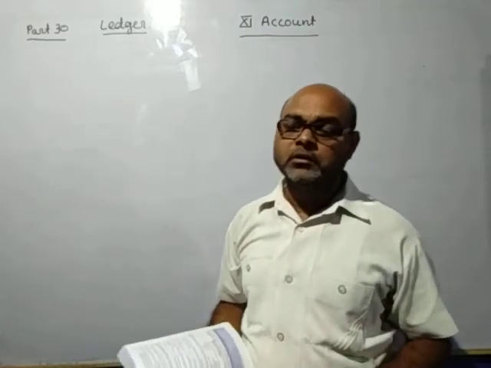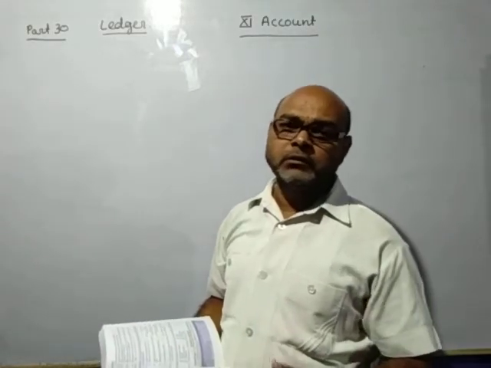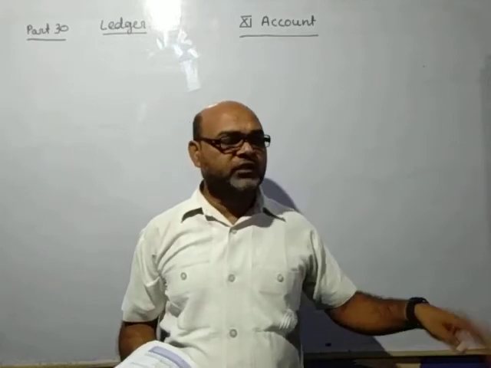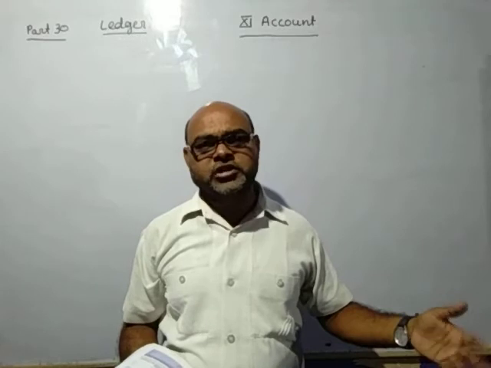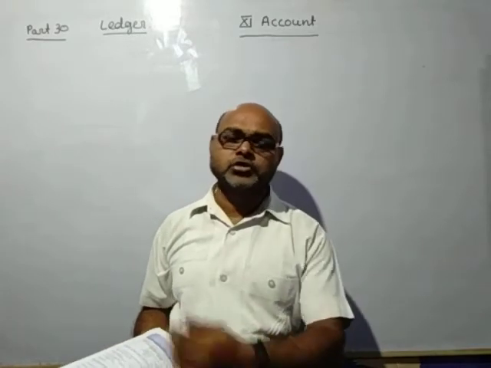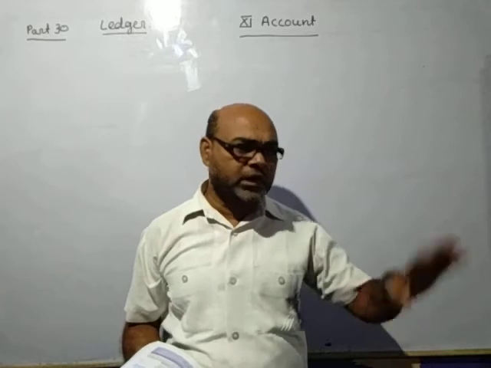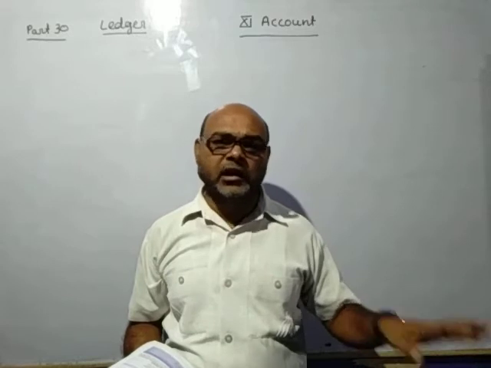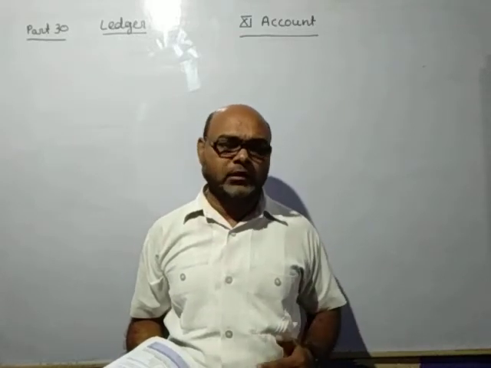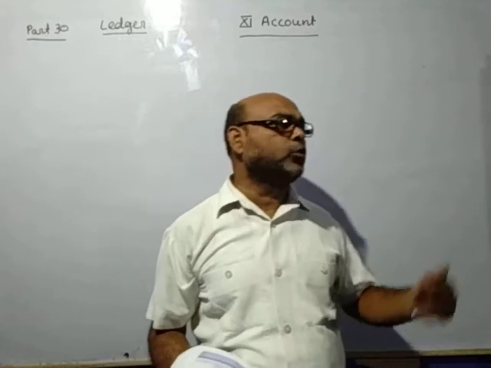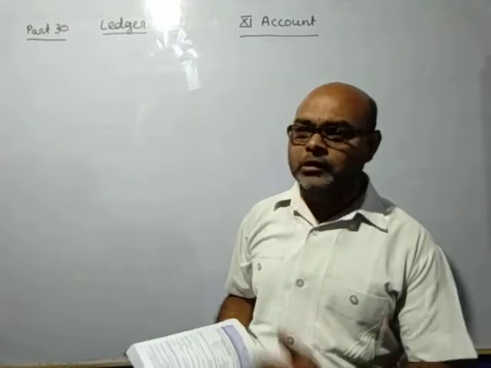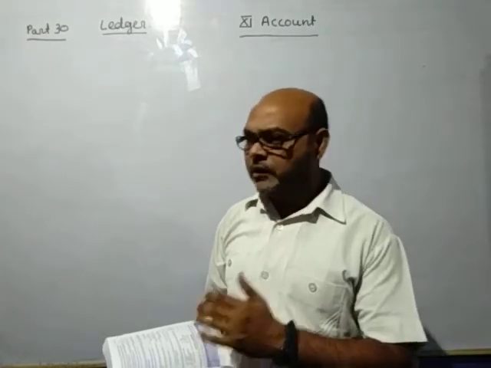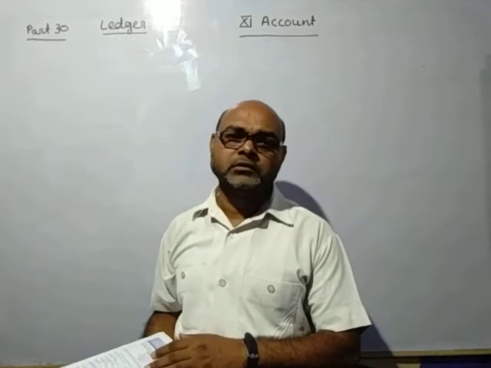For example, Ram is your customer, Jacob is your supplier. From Jacob you purchase goods from time to time and you sell goods to Ram. So all the transactions related to Jacob you will collect in the Jacob account, so that you can calculate what exact amount you have to pay Jacob. And similarly, all the transactions related to Ram you will write at one place in the Ram account, that is called Ram ledger.